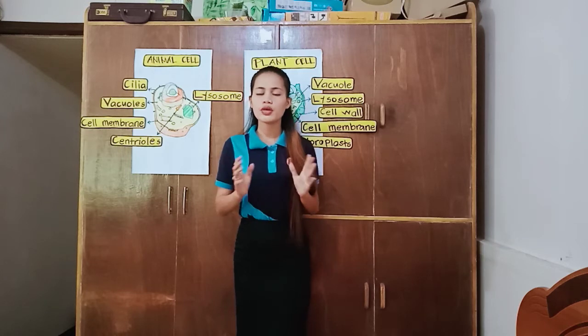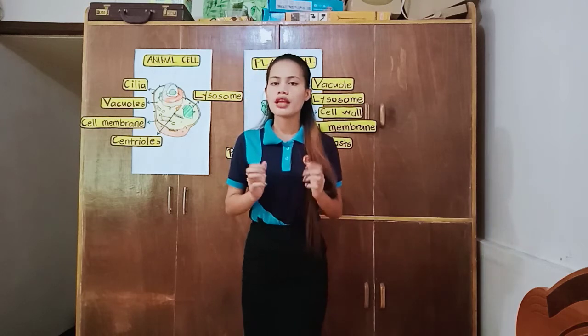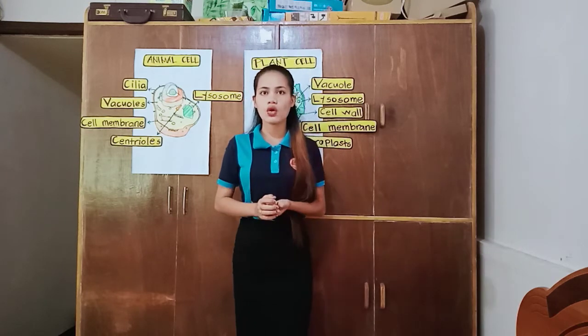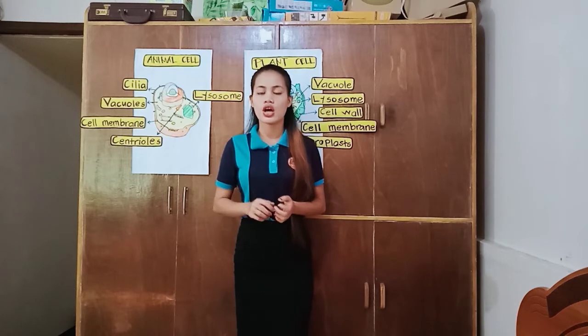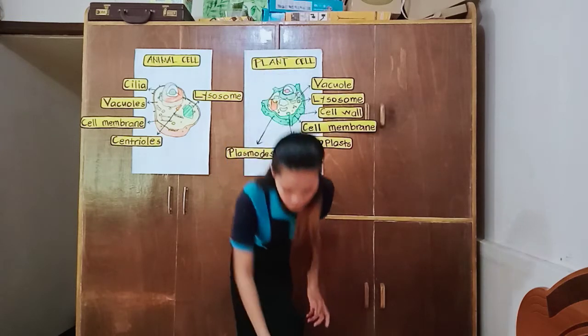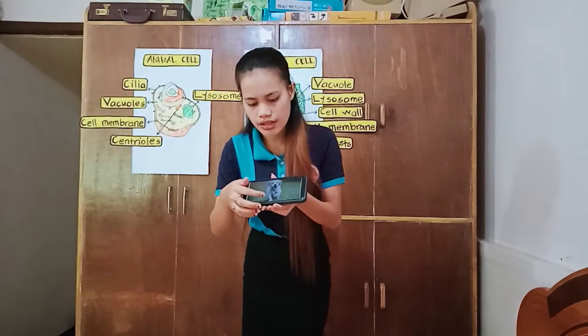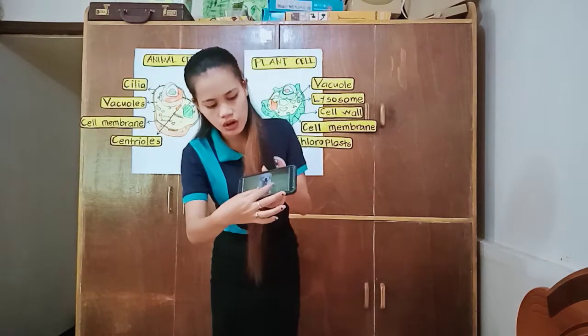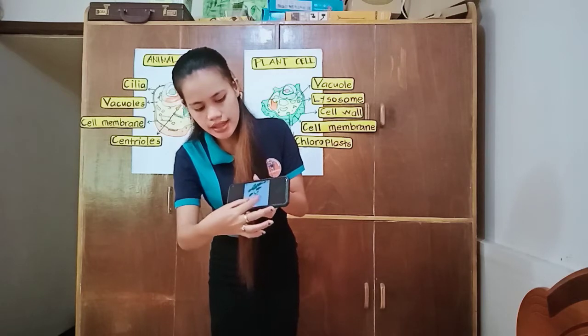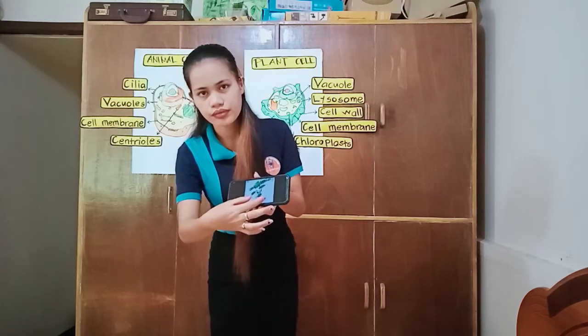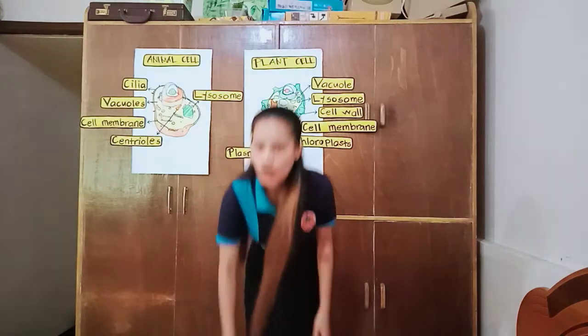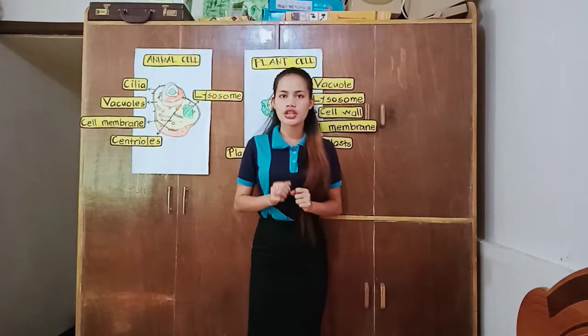Okay. Before we start our discussion, we will have a game first. The game is called Knowing the Difference. Now, I will show you the picture and identify what the differences are. First is the dog. Second is the flower. Okay, I think you really enjoyed our game.